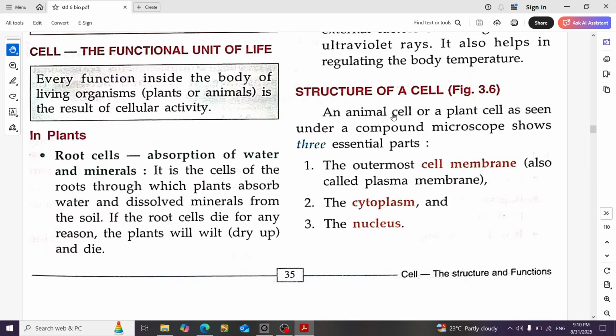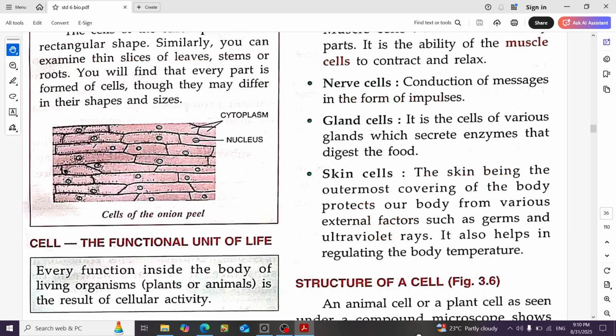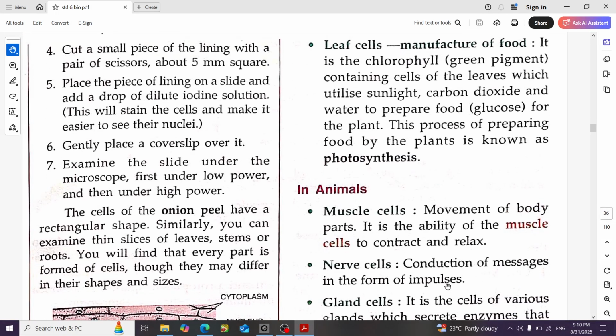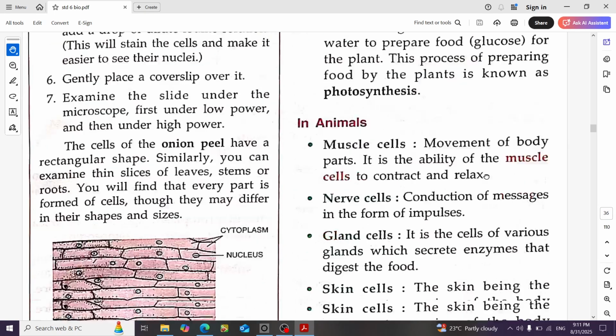So let's consider the plants. Root cells, they absorb the water and dissolve minerals. If the root cells die, the plant will die. Very simple. Then leaf cells, they make the food. We have already covered photosynthesis in an earlier chapter in the leaf. So you know that leaves are green in color, they do photosynthesis.